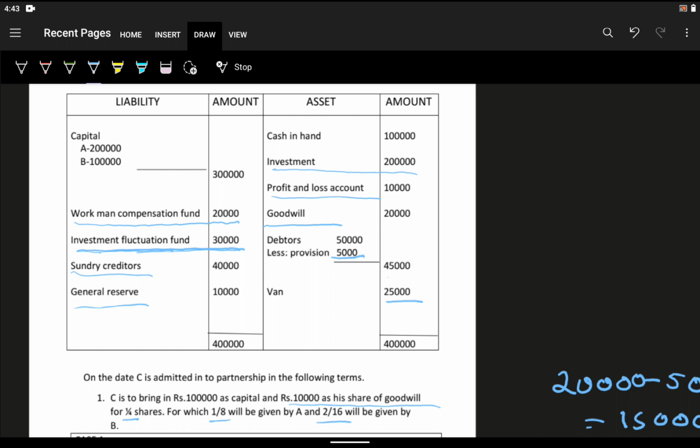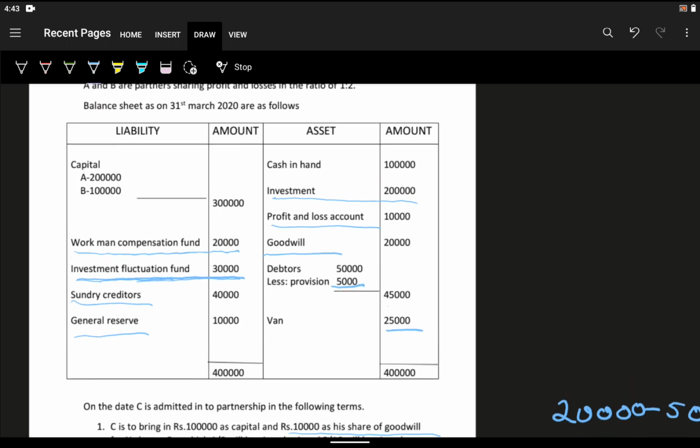Sometimes the investment will fluctuate. What is meant by fluctuate? When we invest 2 lakh, it may become 1,80,000, or maybe 2,20,000. It may increase or decrease. That is called fluctuation. To cope with that issue, we created the investment fluctuation fund. Here, investment fluctuation fund is 30,000.